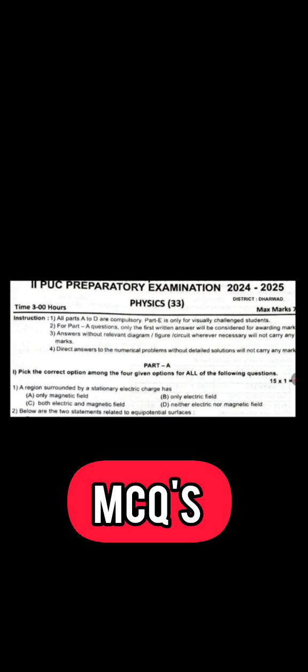So here the MCQs are like this. A region surrounded by stationary electric charge has: option A, only magnetic field; only electric field; both electric and magnetic field; neither electric nor magnetic field. So a stationary electric charge has only electric field.